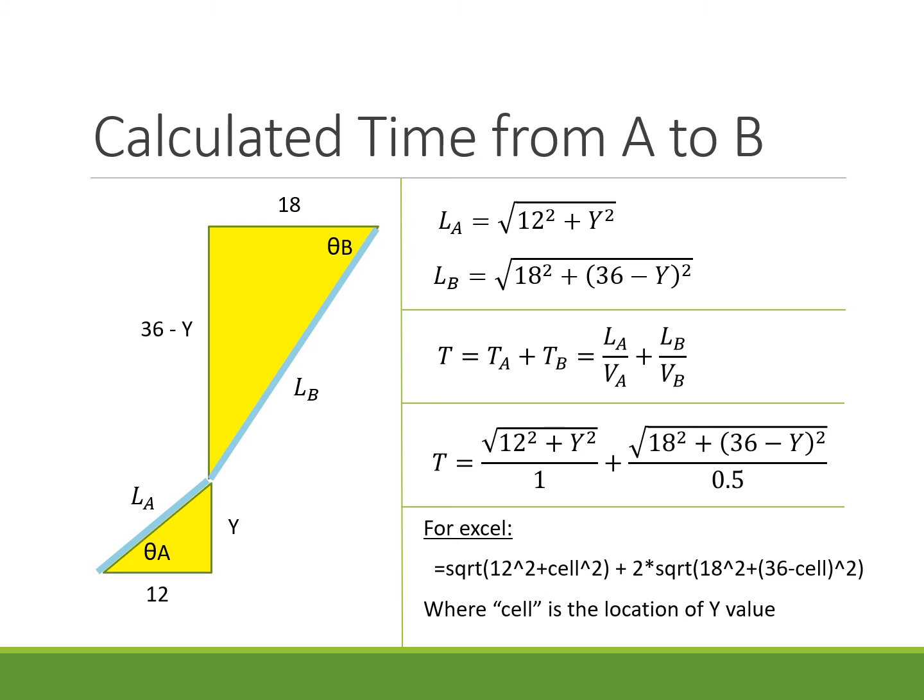So the time in A is length A divided by speed A. Time in B is length B over speed B. So the total time is the sum of the times in each of the regions. Now in Excel, we're going to do a continuous line graph for all y from 0 to 36 in increments of a unit. And we'll overlay on that a scatter plot of our specific data points, and we'll see how well they come together. So I'm showing you the formula for time, and then for Excel, how that would be entered.